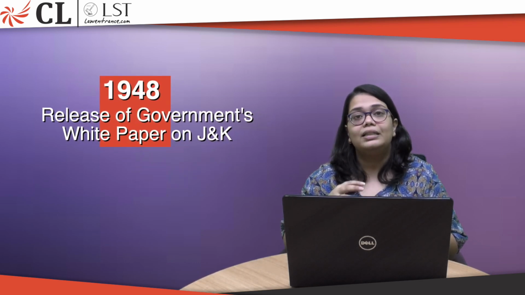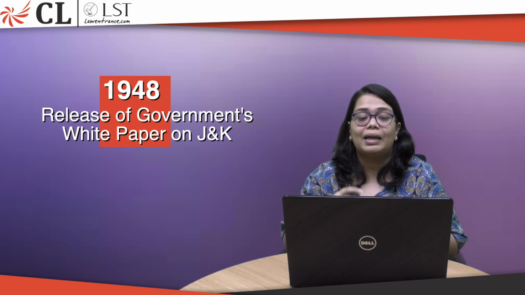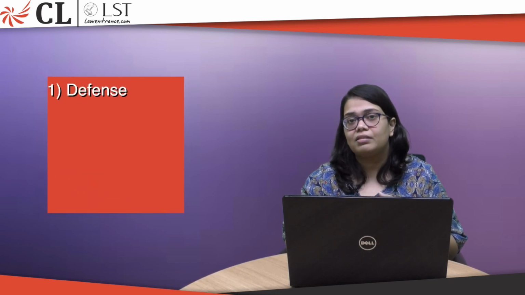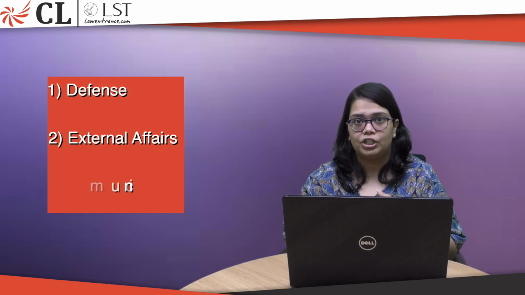Now, even if we look at the government's white paper that was released on the state of Jammu and Kashmir in the year 1948, the accession was supposed to be purely temporary and provisional. Now, this instrument of accession basically stated that the parliament had the power to legislate in respect of Jammu and Kashmir on only three aspects, that was defense, external affairs and communication.